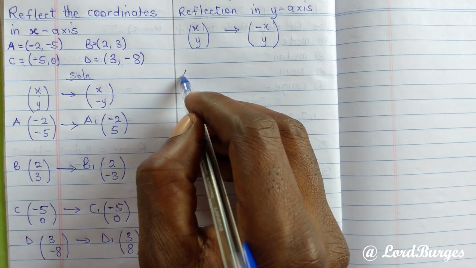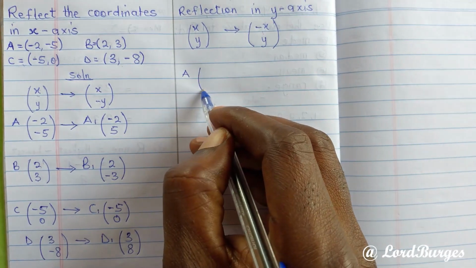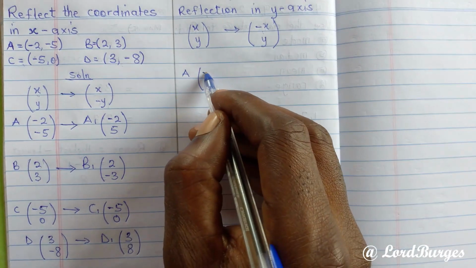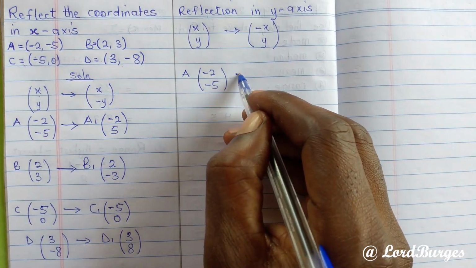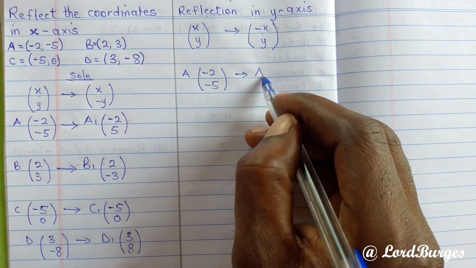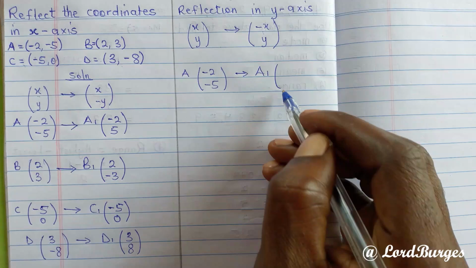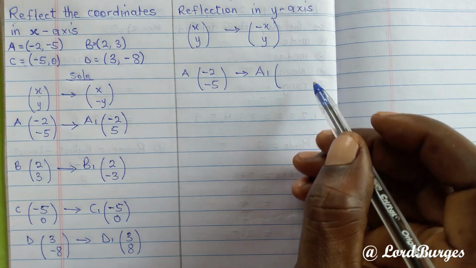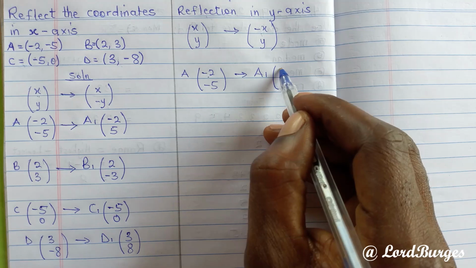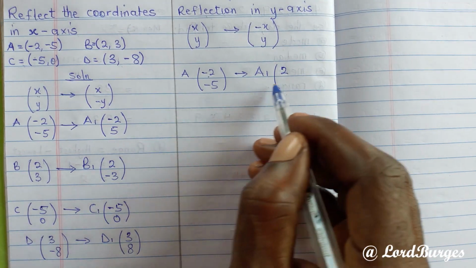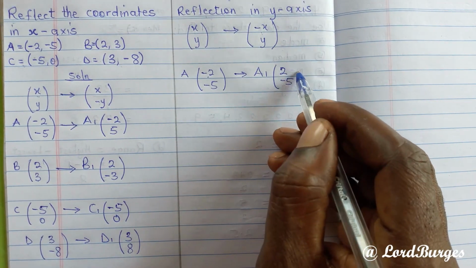Therefore, taking our a, which is (-2, -5), the a1, when reflected in the y-axis, the x becomes negative, so negative of the -2 becomes +2, and the y repeats itself.